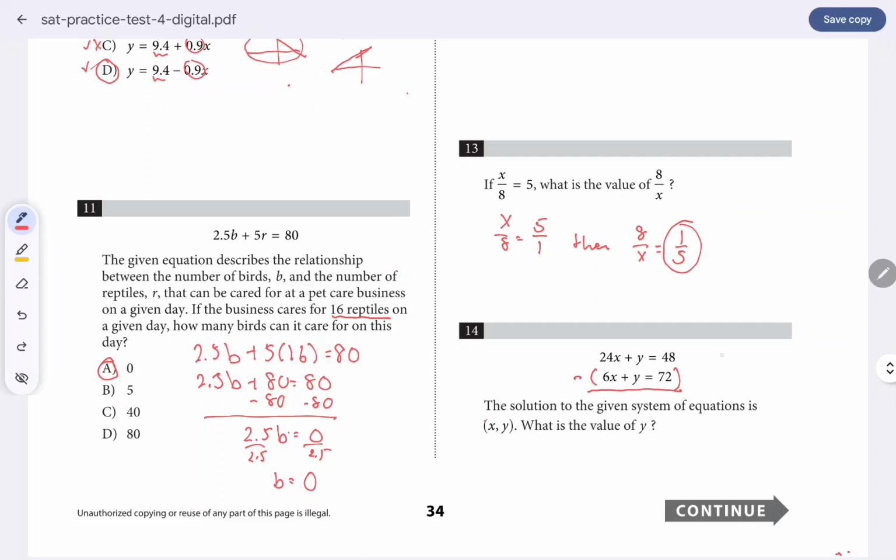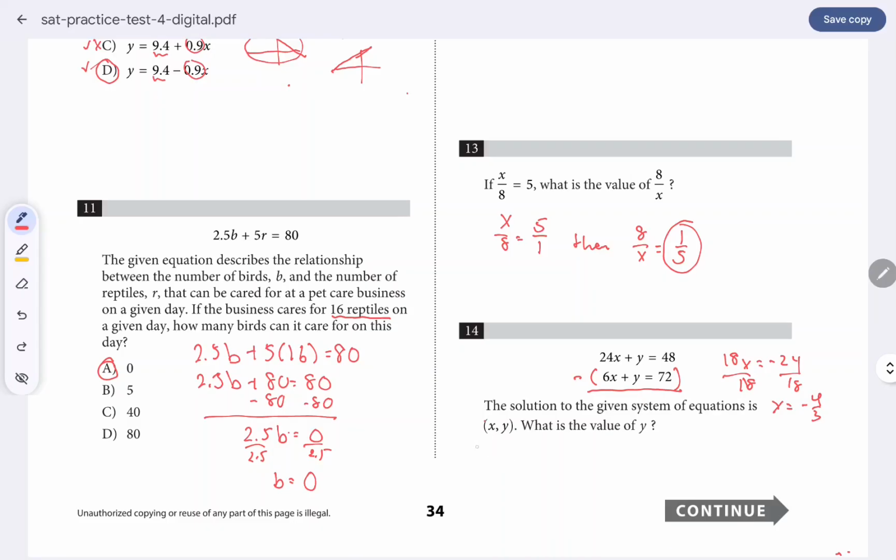So if we do this, 24x minus 6x would give me 18x. Y minus y is 0. 48 minus 72 is going to give me negative 24. Then we divide both sides by 18, and we get x equals negative 4 over 3, because both 24 and 18 are divisible by 6.